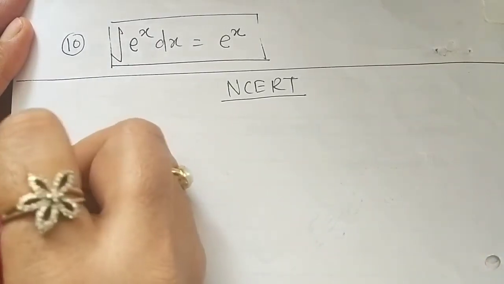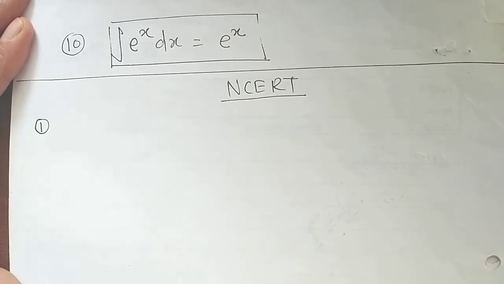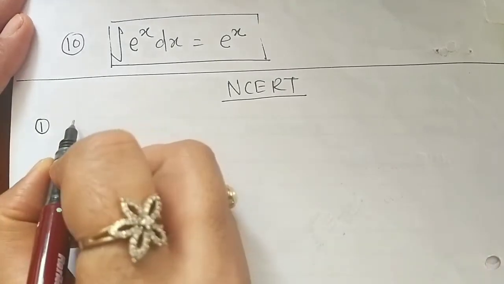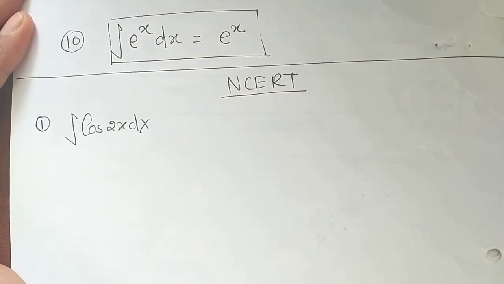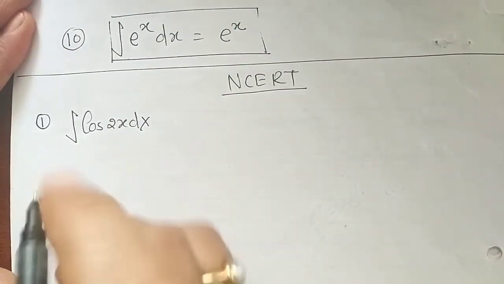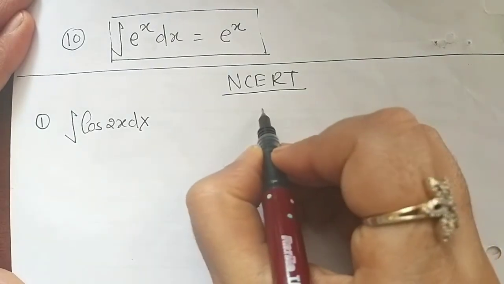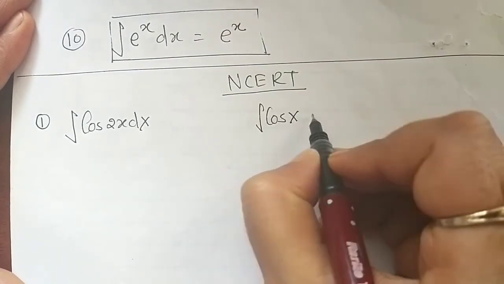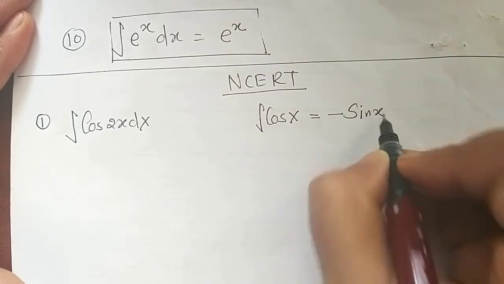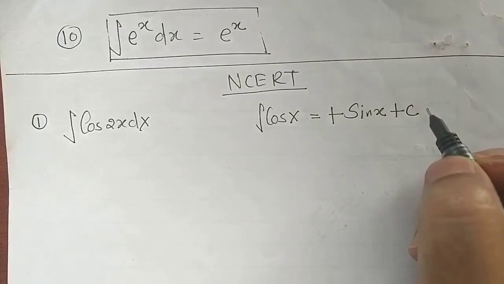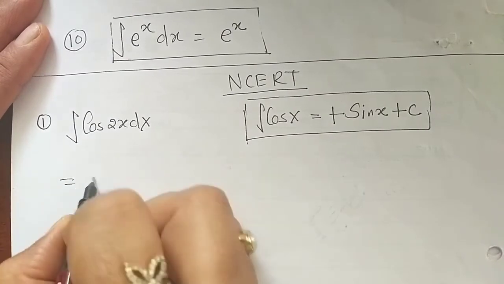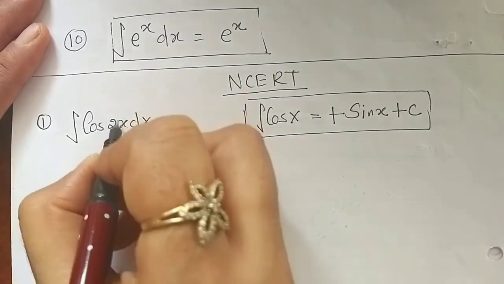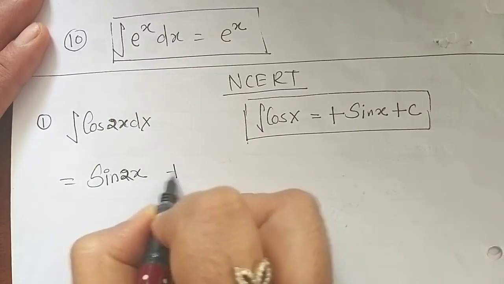Okay. The first example which is given in your book is this. They are saying find integration of cos 2x dx. So whenever you start a solution, you think which formula can we apply? We know integration of cos x is what? Plus sin x plus c. This is the integration of cos x. Okay, so here it is cos 2x. So the answer will be sin 2x, because instead of x there is 2x, so we will use 2x plus c.